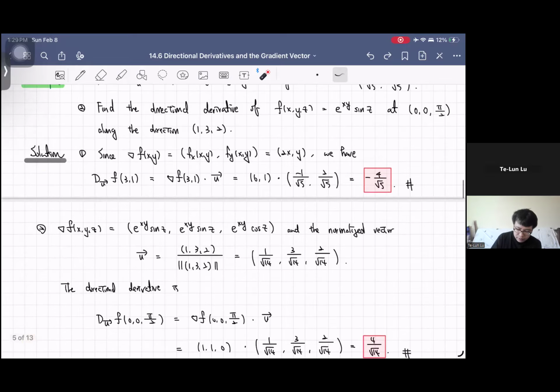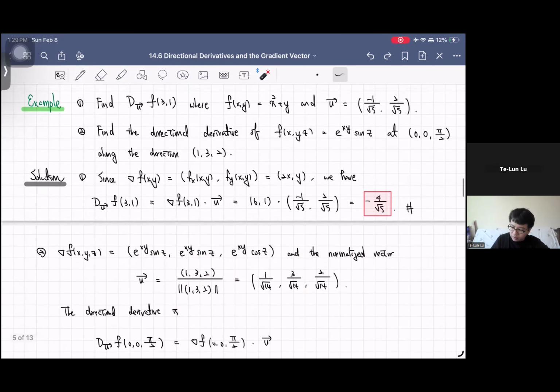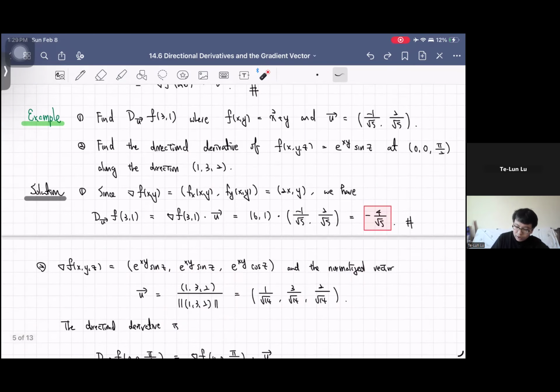So we have to normalize the vector. To be precise, let us first compute the normalization. You get the length of the vector is actually root 14. So you get 1 over root 14, 3 over root 14, and 2 over root 14. As for the gradient, it is a direct computation. If we differentiate with respect to x, then you will get the same thing. Same for y. For z, you have to change the sine z into cosine z, right?